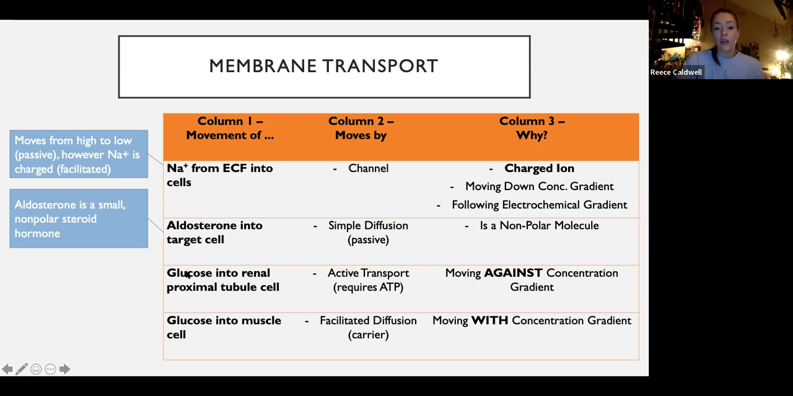Next, we have glucose moving into a renal proximal tubule cell and glucose moving into a muscle cell. I'm actually going to use a diagram to explain this, and we're going to go pretty in depth with these because you do need to know how this works, and just giving the answer here is not enough. We need to know about the specific transporters that help us move glucose into an epithelial cell and then further move it into a muscle cell.